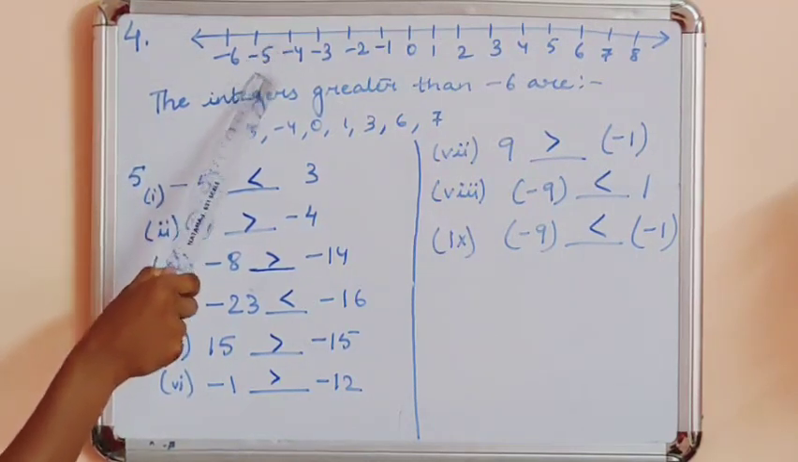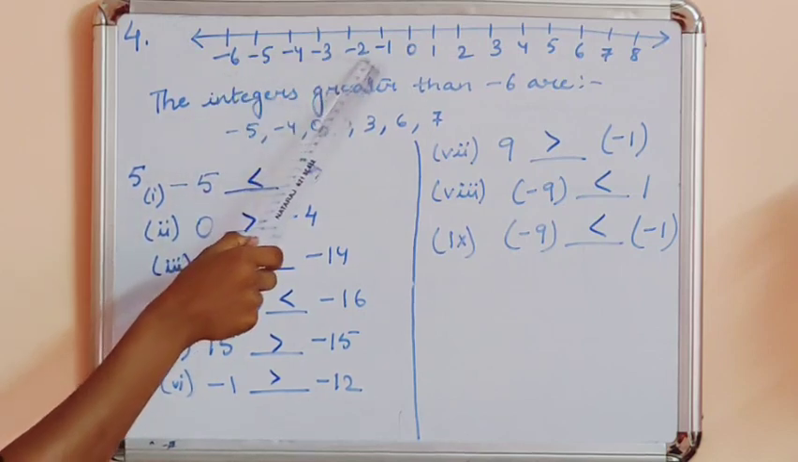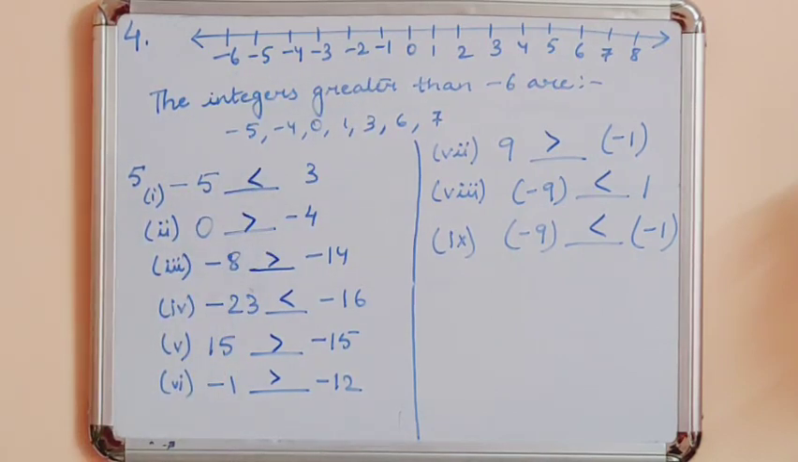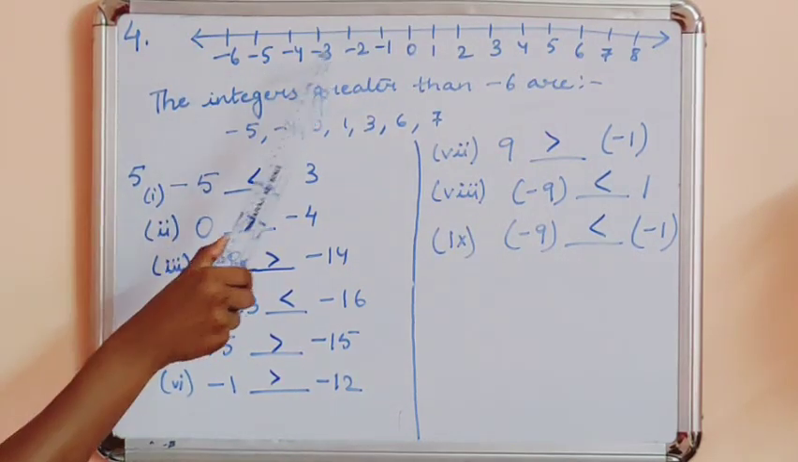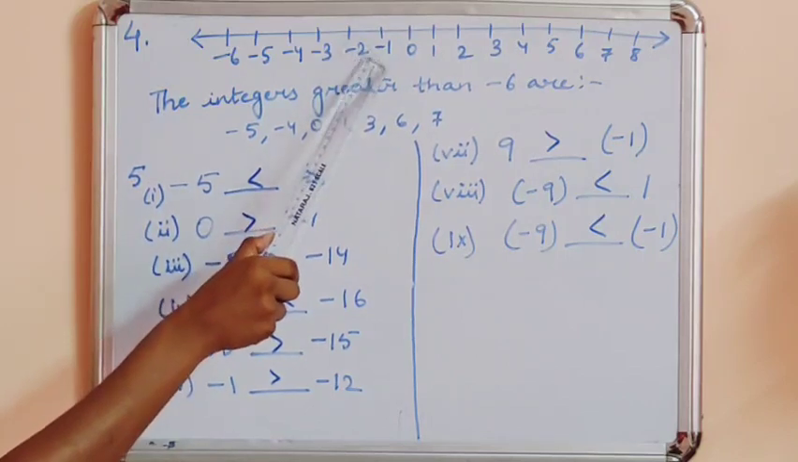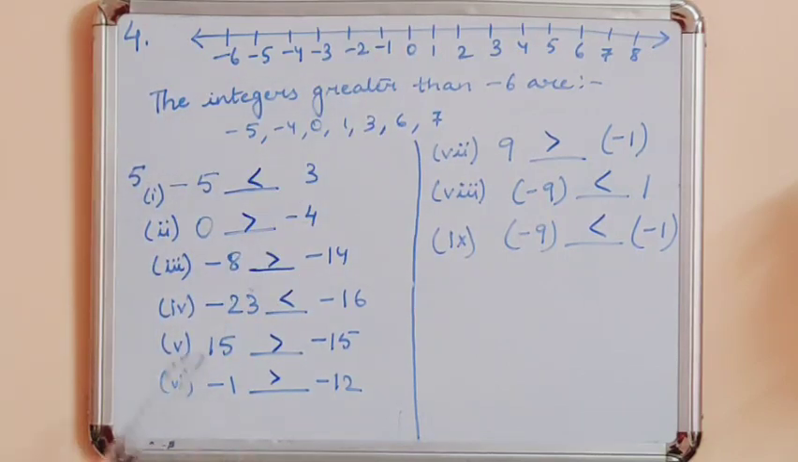As I have said, if you pick any two negative numbers, the one which is on the right side will be the greater number. So if you pick minus 5 and minus 2, which one is the greater number? Here minus 2 will be the greater number. So if you choose minus 8 and minus 14, minus 8 will be the greater number. So minus 8 is greater than minus 14. In the same way, minus 23 and minus 16, minus 16 will be greater than minus 23. So minus 23 is less than minus 16.